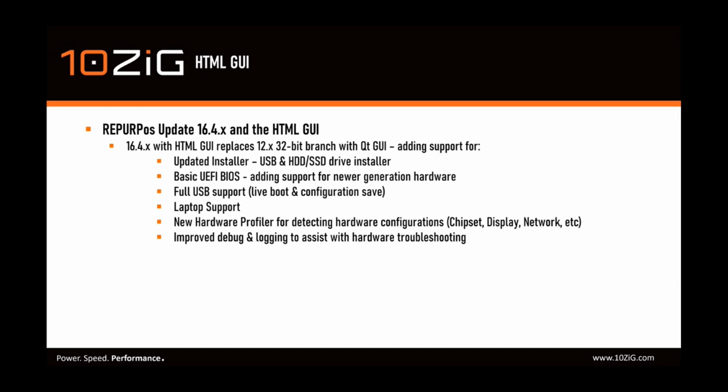So if you want to live boot it versus install it onto a hard drive or whatever the permanent storage is there, you could do that too. We now do laptop support with RPOS. We do have a new hardware profiler for detecting hardware configurations. This is like chipsets, displays, networks. So really, as hardware has gotten more complex, if you're wanting to take that hardware and third-party hardware and turn it into a thin client or a zero client, that's kind of the point of this slide, is that we've moved along our repurposing software also to give you the ability to do that by supporting all of those new bulleted point features, I suppose.